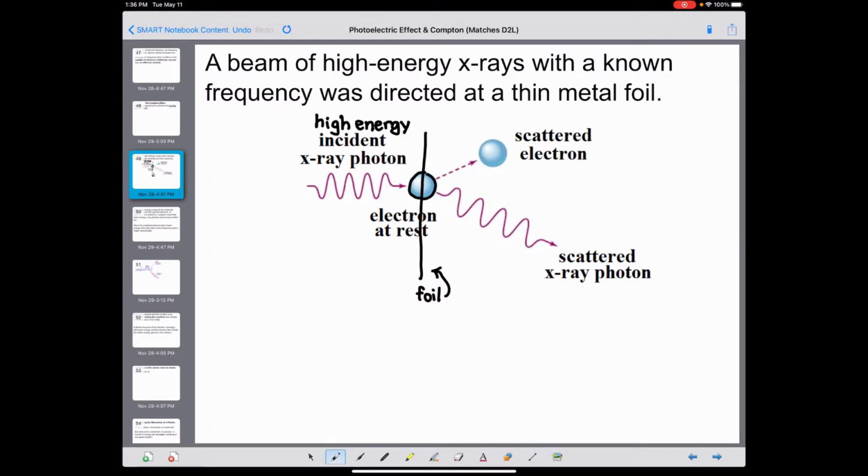And what Compton found is that when the photon hits the electron, it actually knocks the electron out of the metal foil. And that's what we call the scattered electron. And then the X-ray passes through the foil, and this is what we call the scattered X-ray photon. So what's actually going on here is that we have a collision where the incident X-ray photon is transferring some of its energy to the scattered electron. So that means that this photon over here has a lower energy than before.